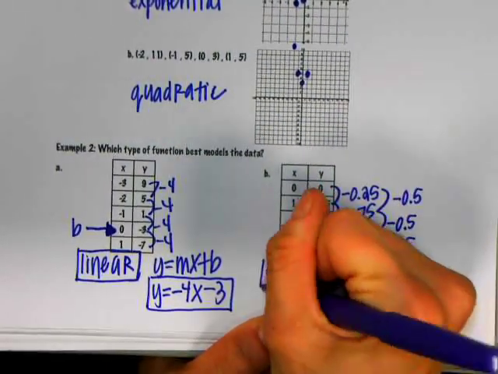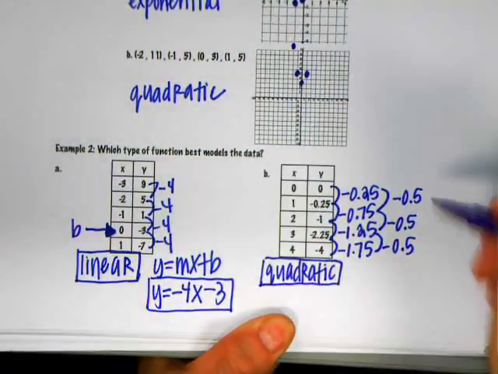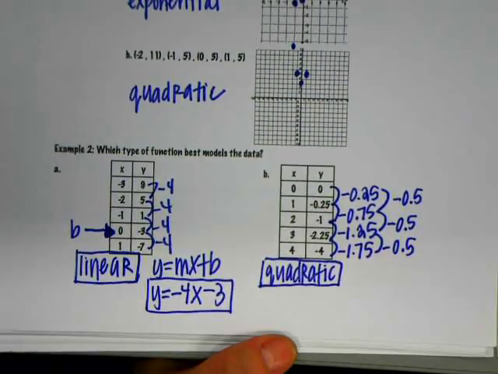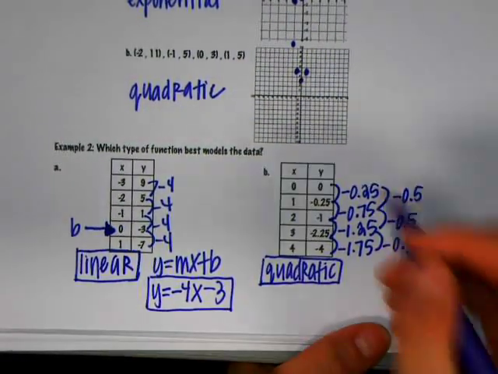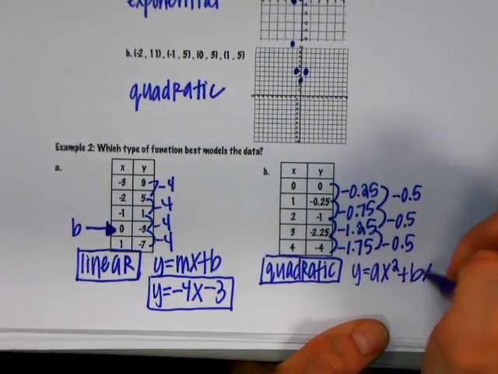Wait, how? By taking it out to the second differences. Oh, if these end up being the same. Yeah, that's quadratic. Yep. Okay. And then standard form of a quadratic is y equals ax squared plus bx plus c, right?